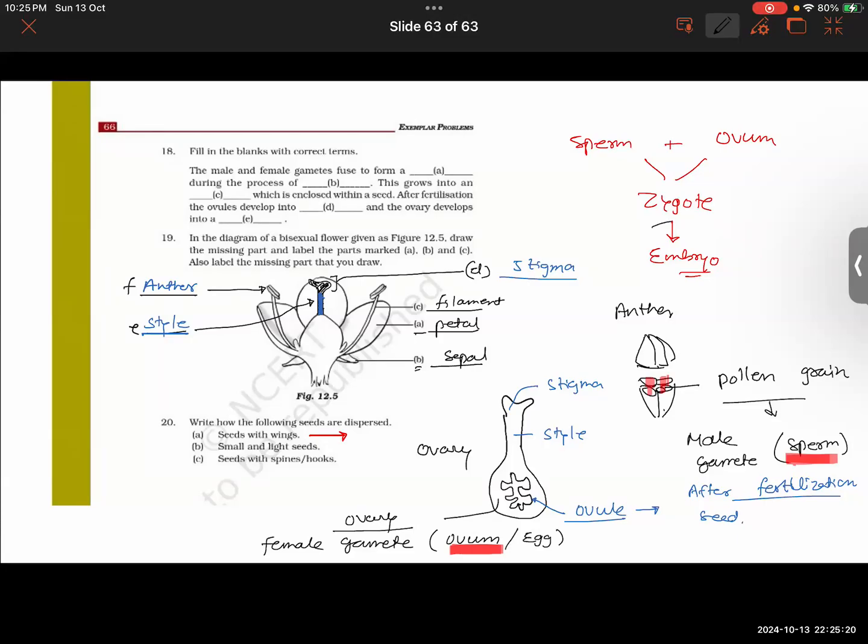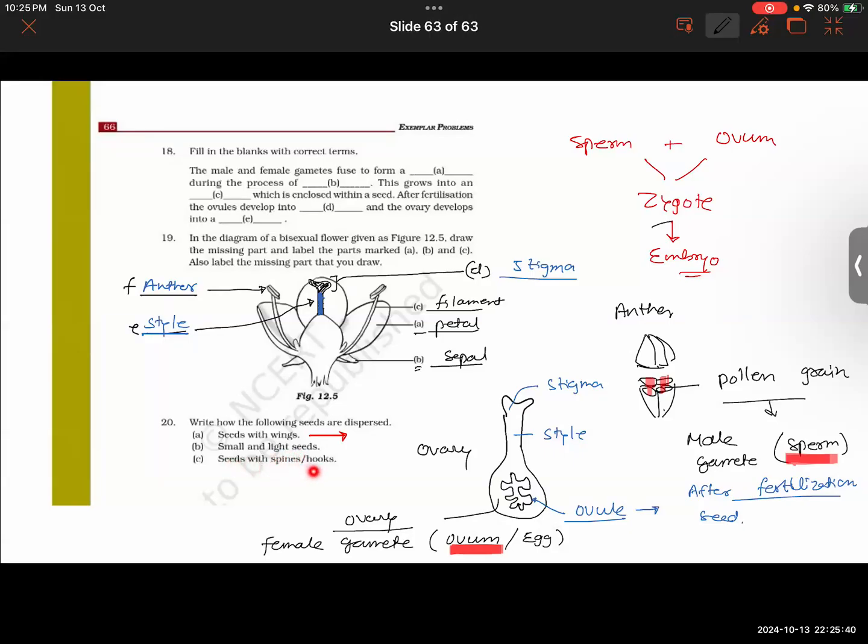Small and light seeds. Okay, small and light seeds, yeah. They are dispersed by the wind also if they are small and light seeds. So they will be easily carried away by the wind, no? Yes, sir. Okay, that too will be an answer to this.